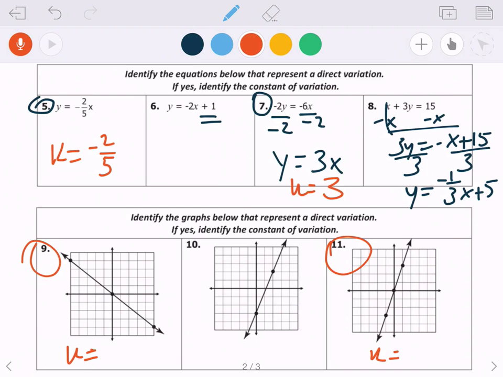So let's see, we're rising 1, 2, 3, 4, and we're running to the left 1, 2, 3, 4, 5. So we ran to the left. That line has a negative slope. So k is negative 4 over 5. Number 11, we have a positive slope. We're rising 3 and running 1. So my k is 3 over 1, which is just 3.